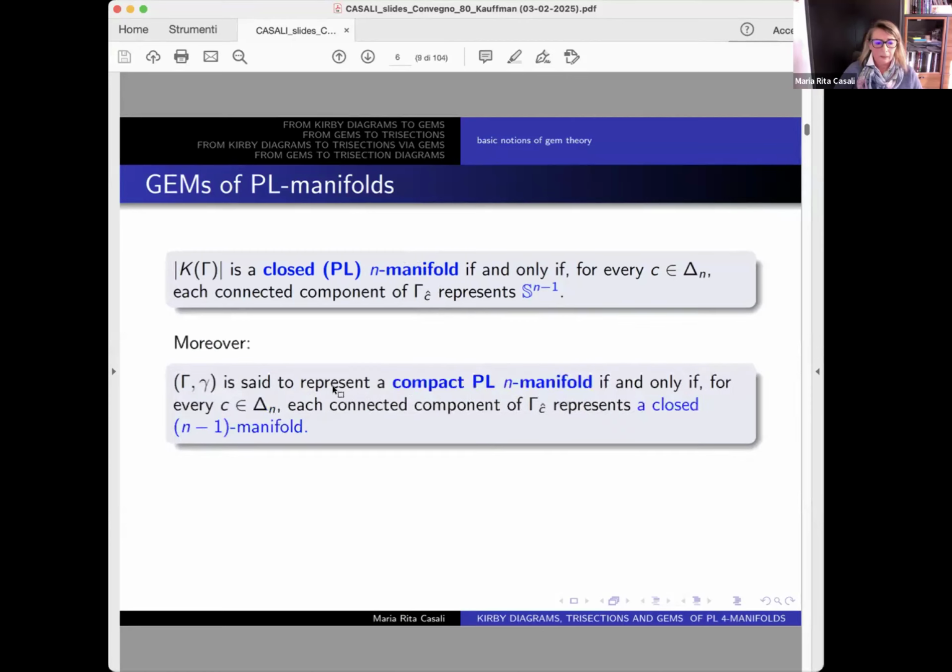On the other hand, if all these connected components represent closed (n-1)-manifolds, then the edge-colored graph is said to represent a compact PL n-manifold, whose possible boundary components are represented by the subgraphs with n colors not representing the (n-1)-sphere. In both cases, the colored graph is said to be a gem, where gem means graph encoding manifold.